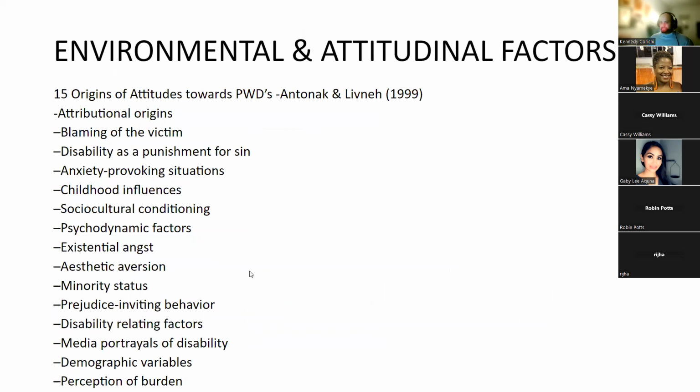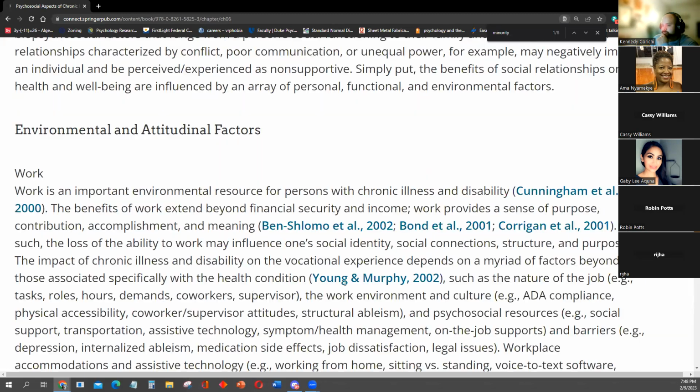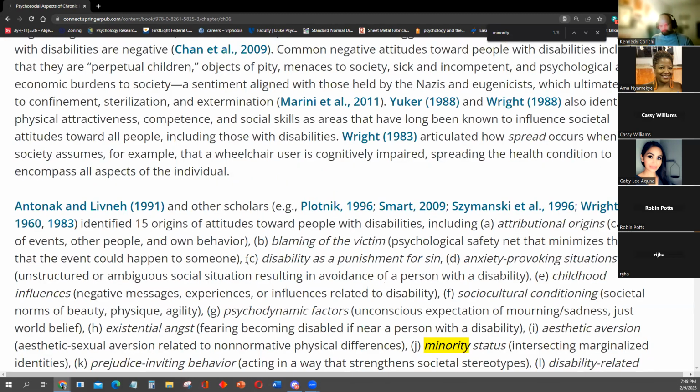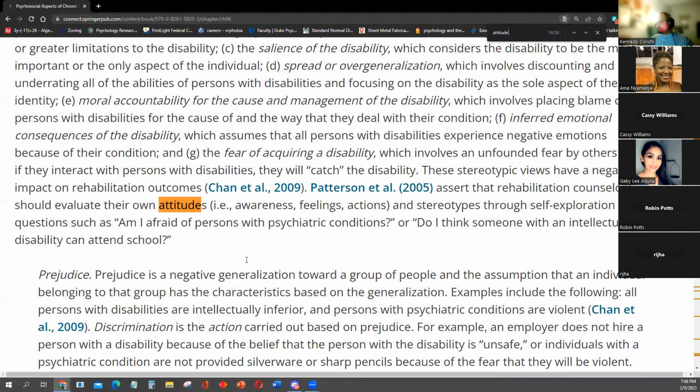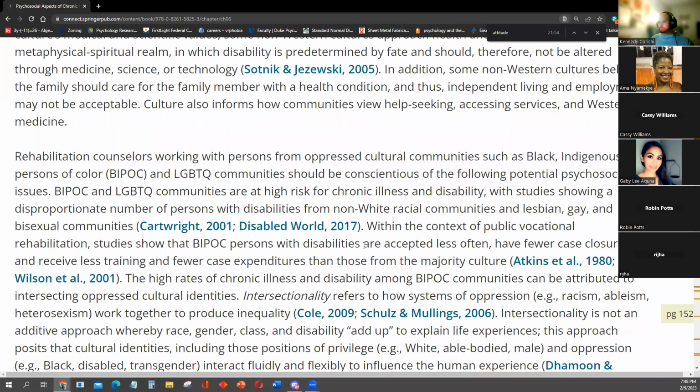Okay, this is where Kennedy, I'm probably going to need you. The 15 origins of attitudes toward people with disabilities. You can go to it. There were so many of them, so I listed them. I think the bottom was cut off. I referred back to the book because it explains and also gives examples of attitudes toward people with disabilities. Some of the stuff, you're trying to figure out how to condense it.